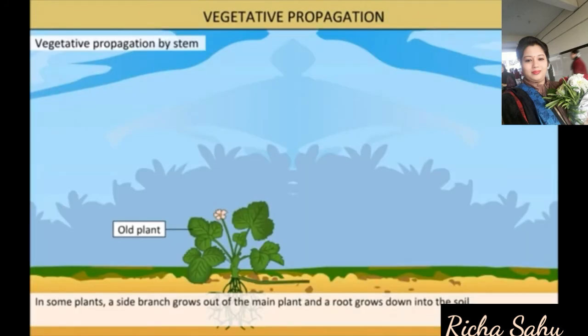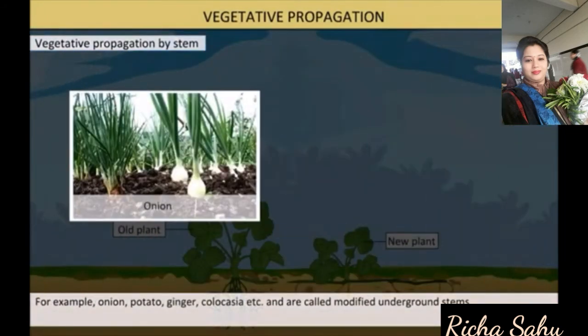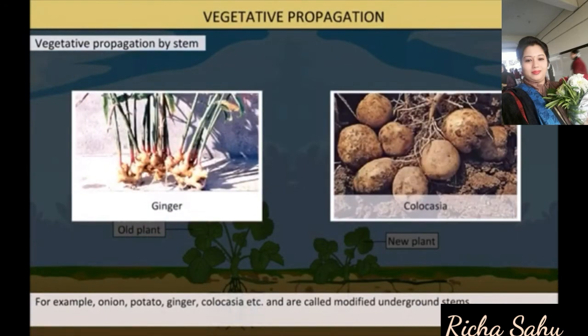Vegetative propagation by stem. In some plants, a side branch grows out of the main plant and a root grows down into the soil, forming a new plant. Some plants reproduce vegetatively beneath the soil and are called modified underground stems. For example, onion, potato, ginger, colocasia, etc.